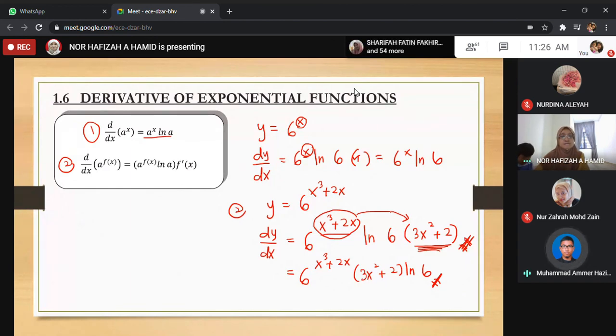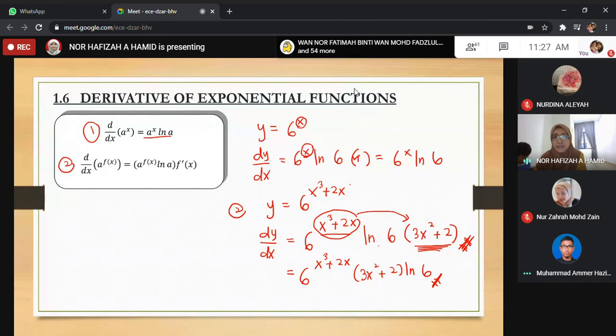Formula ni pun fix juga kan, madam? Betul, formula ni pun fix. Sebab macam contoh kalau y sama dengan x squared, bila kita dy dx jadi 2x. Betul. Jadi kalau kita dy/dx, ikut formula ni ada lah kan? Ada, betul.